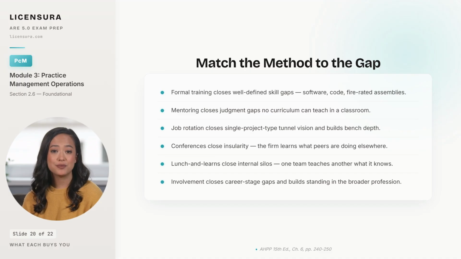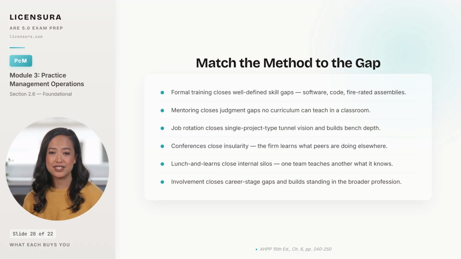The mistake firms make is using one method for every gap, when each method is built to close a different kind of gap. Formal training is the right answer when the gap is well-defined. A new code cycle, a software migration, a specific fire-rated assembly the team has never detailed before. Mentoring is the right answer when the gap is judgment, because judgment cannot be taught in a classroom and only develops through guided exposure to real decisions.